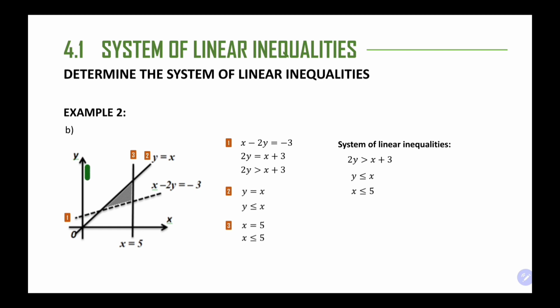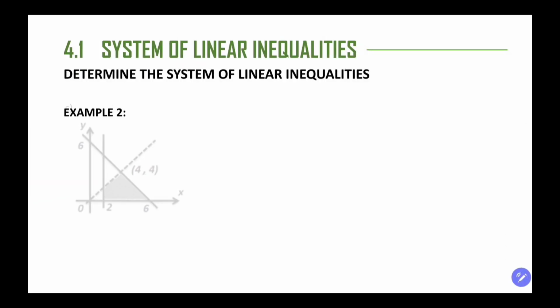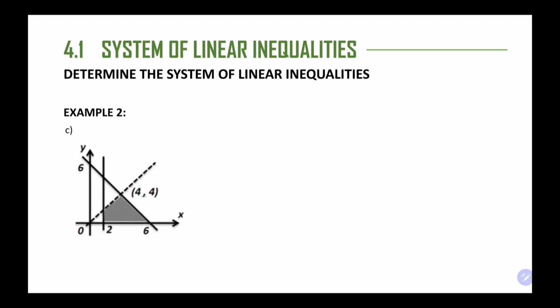And the region is on first quadrant only, so we put x and y greater than or equals to 0. Can combine together, becomes 0 until 5. And last, question C. From the graph, we can see we have 3 lines here.